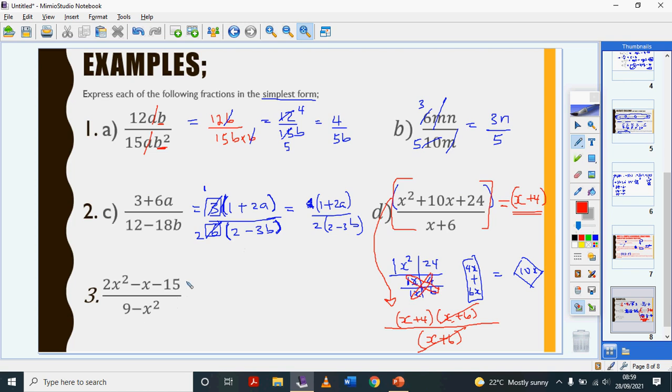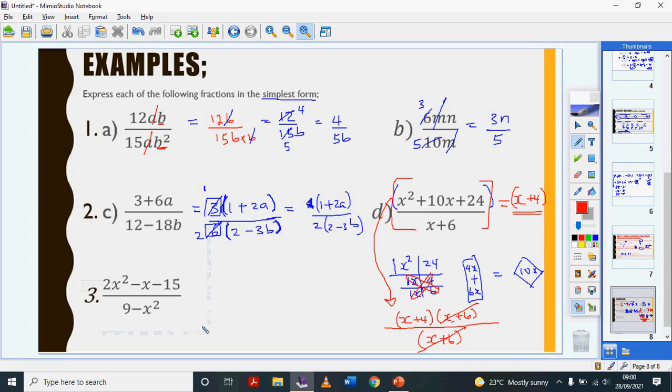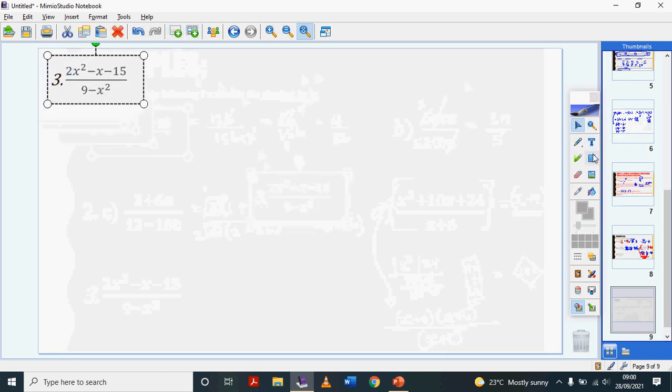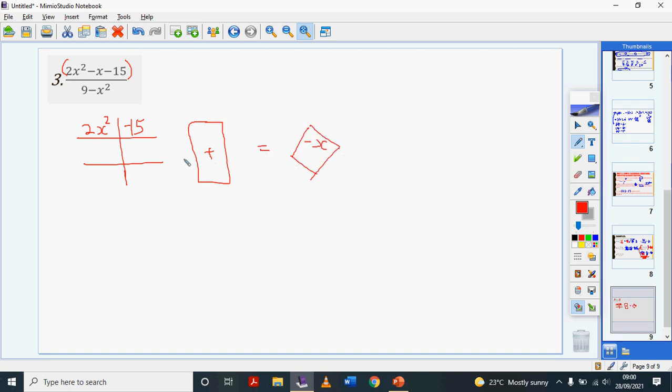And finally, I'm going to approach number 3 the same way I approached 2D. Doesn't even make sense, this numbering doesn't make sense. So if you look at 3, what I'm going to do is start with the numerator. The numerator is a quadratic expression. I need to factorize it. I have 2x squared, I have negative 15, and then I add to get negative x, right? So the factors of 2x squared are just 2x and x. Now the factors of 15 that will combine to give me negative x.